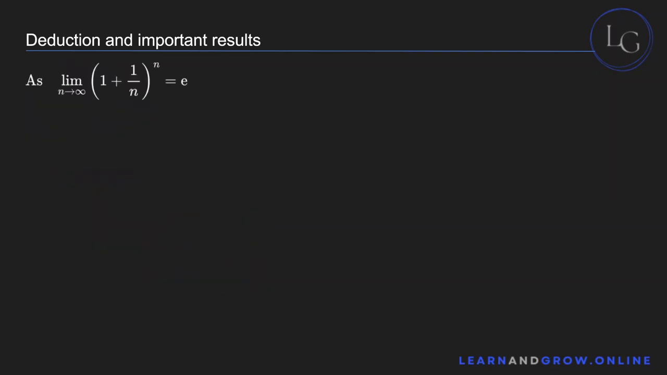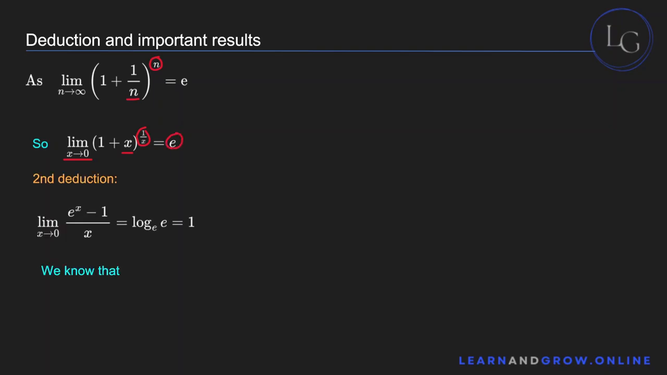So now you have everything you need. This can be written down as this. This 1 by n is replaced with x. This n is replaced with 1 by x. And the limit is x approaches 0. And this, as we've discussed earlier, approaches e. Okay? Now the second deduction.